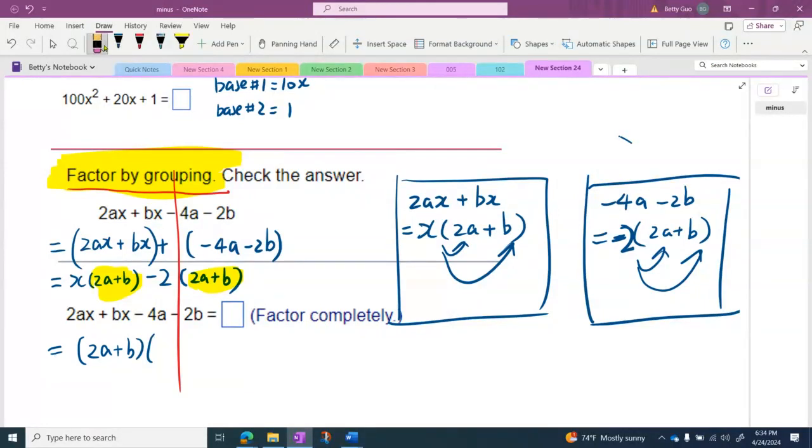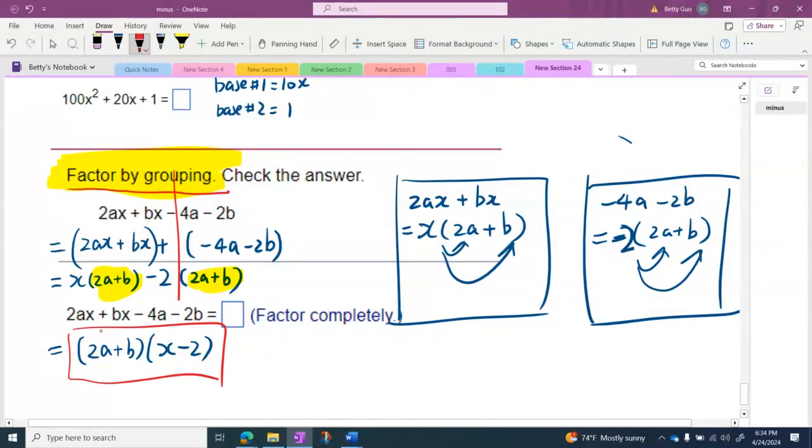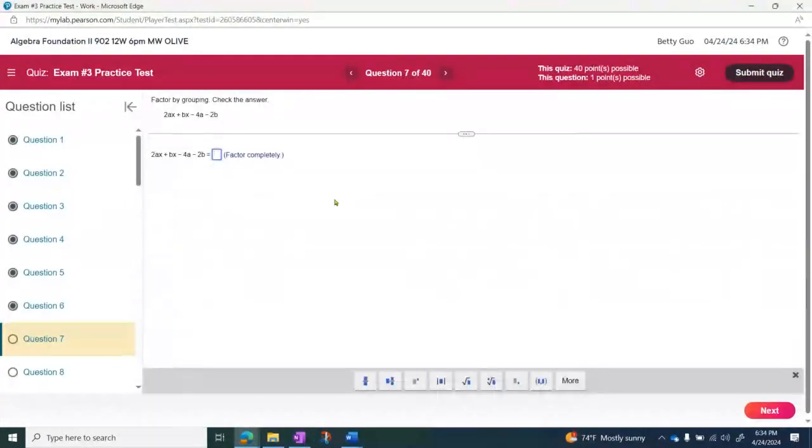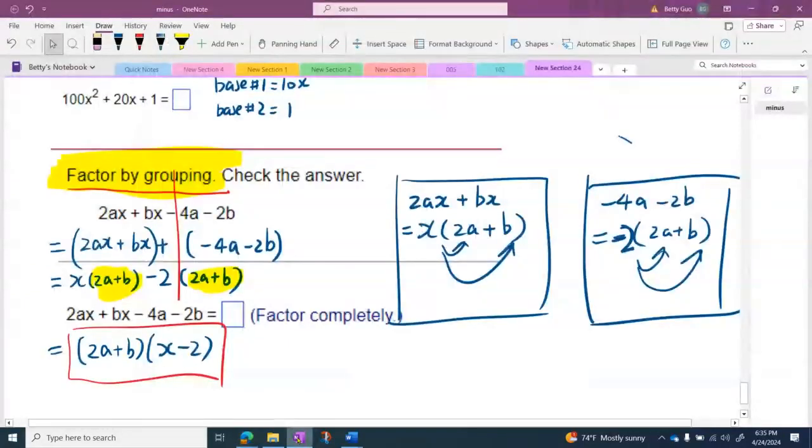From the first group, we have x left. From the second group, we have a negative 2 left. And this is the final answer. You need to remember that: 2a plus b, x minus 2. 2a plus b, x minus 2.